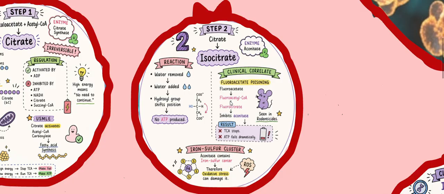Also, aconitase contains iron sulfur center, therefore oxidative stress can damage it. Remember this. Maybe they'll ask you on an exam or not. I'm not sure, but this is something I want you guys to know. All right, so let's move on to step three, guys.